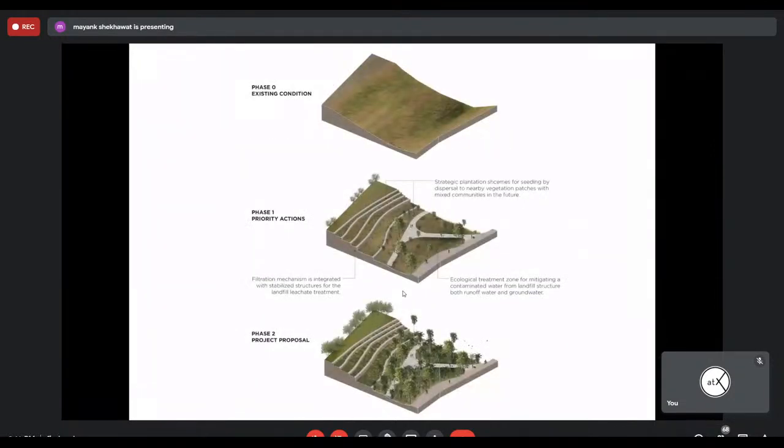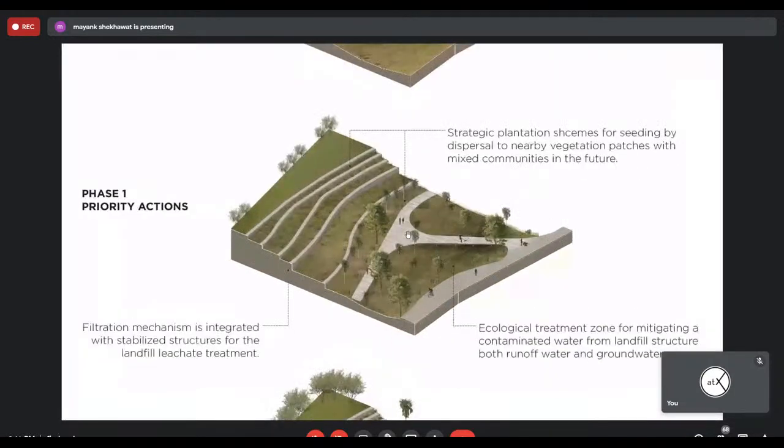Again, the first one is the existing condition, priority actions, and then ecological treatment zones and the trails. So I'm going to bring out a very small strategy. It's not that important, but it's just to show that sometimes very small ideas can make a difference.